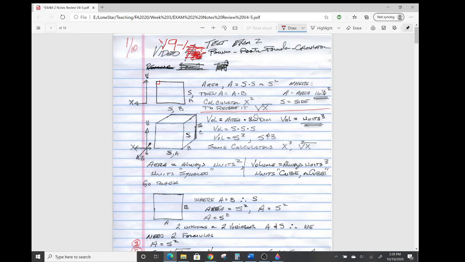Now, some of your calculators will have X raised to the third, or it'll have a cube root, and it may not, and we'll get to that in a little bit. So, area is always in units squared. Volume is always in some units raised to the third power. Units cubed. All right? Cubic feet, cubic inches, cubic yards, cubic millimeters, cubic centimeters, cubic meters, cubic whatever. Okay?